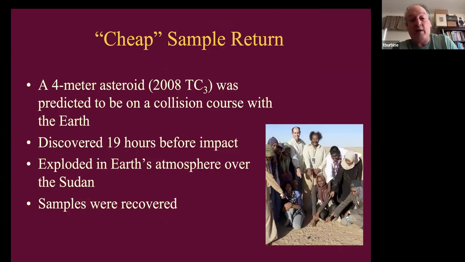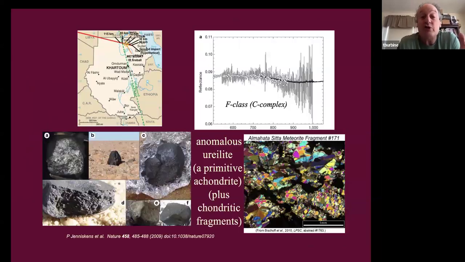...exploded in the atmosphere, rained down in Sudan, and they got samples, which is amazing. And they also got a spectrum. This is the F class, a class not used, defined by Tholen in his thesis. It's very flat. And it was a ureilite. It was very dark, but you didn't see any absorption features.